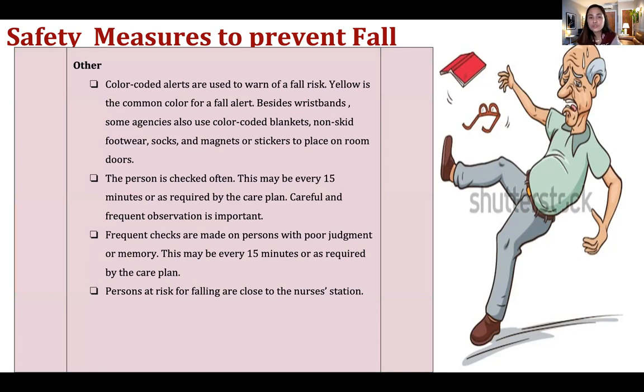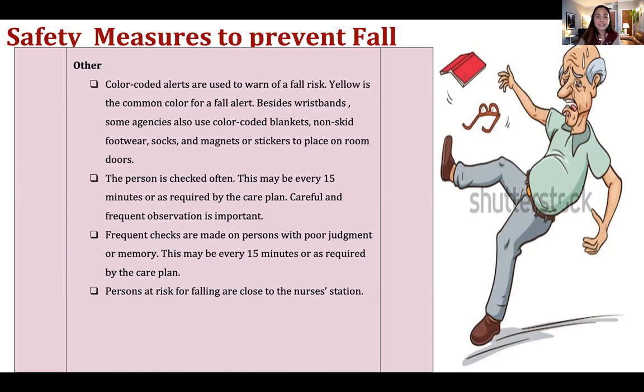Color-coded alerts are used to warn of a fall risk. If you notice a red band or pink band on the patient, it means that the patient is high risk for fall. Usually, an older patient is high risk for fall. Those patients who are taking medication which causes dizziness are high risk for fall. Those patients who had a seizure, or who have a previous history of fall, are high risk of fall. And you will notice that they have a pink band.